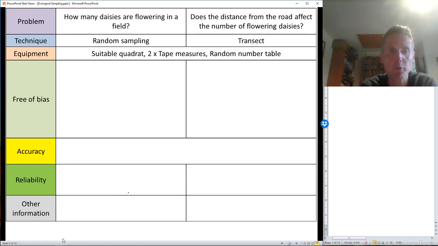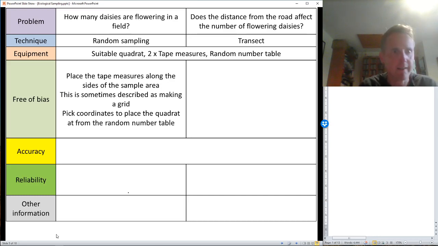Okay, so in terms of free of bias, that means that I've not had an impact. So I can't just throw a quadrat because that's not random. I'm biased. It can't land where I'm stood. Even if I close my eyes and spin round, it can't land where I'm stood, and I would control how hard I fling it. So it's not random. We have to be more random than just chucking a quadrat, and it's dangerous.